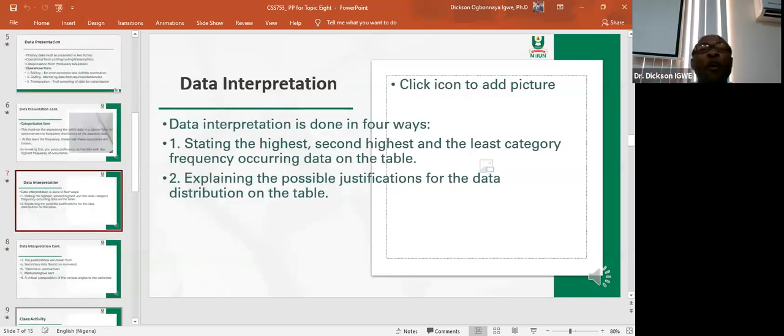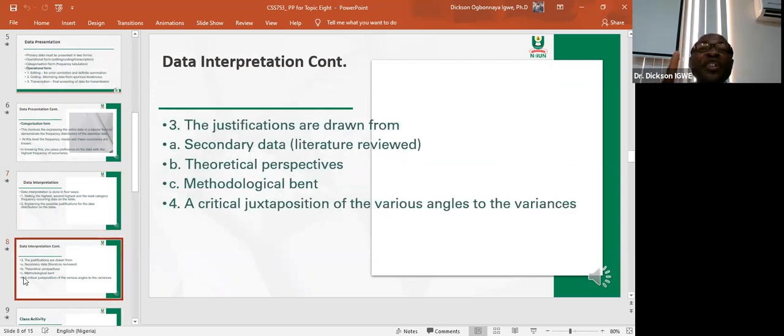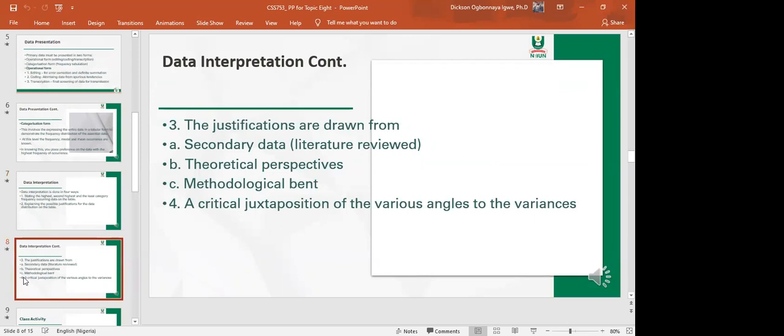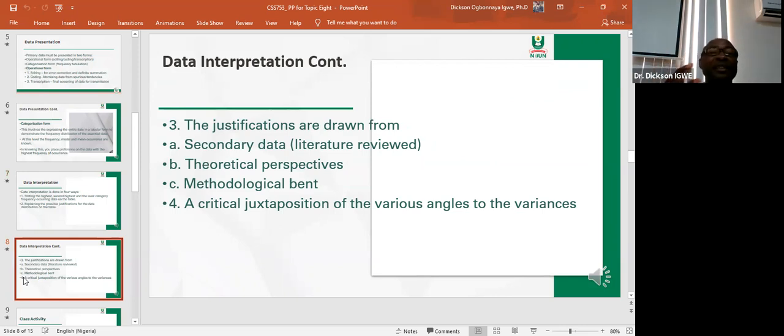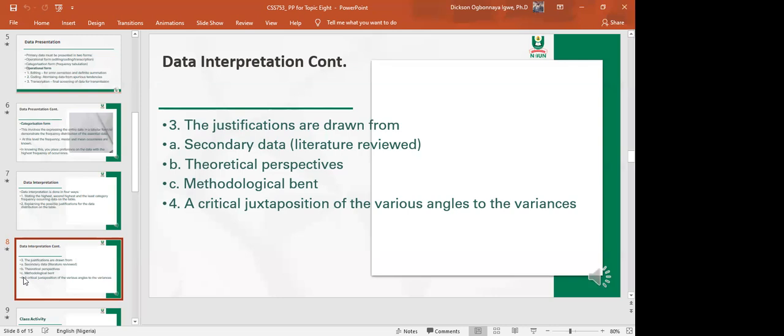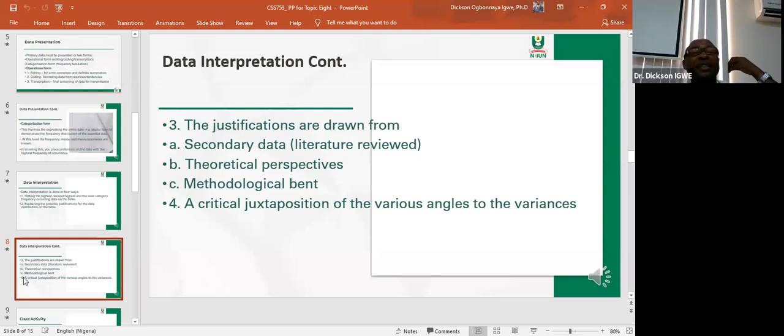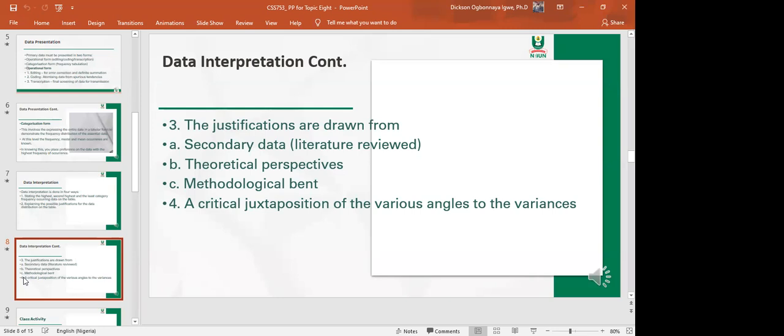Data interpretation is done in 4 ways. 1, stating the highest, second highest, and the least category frequency occurring data on a table. 2, explaining the possible justification for the data distribution on the table. 3, the justifications are drawn from secondary data, theoretical perspective, methodological bases. 4, a critical juxtaposition of the various angles to the variances becomes very important in the interpretation. And this brings out the substance of the input or output of previous researchers as a way to either negate your finding or justify it.